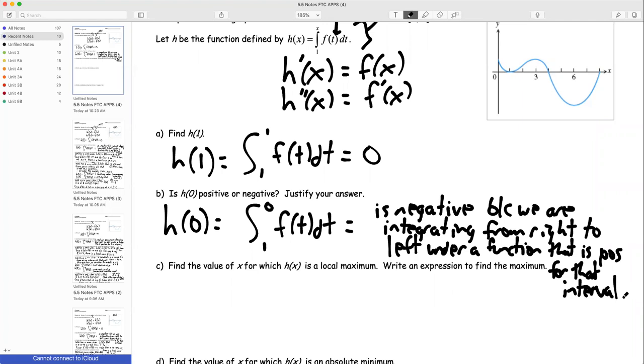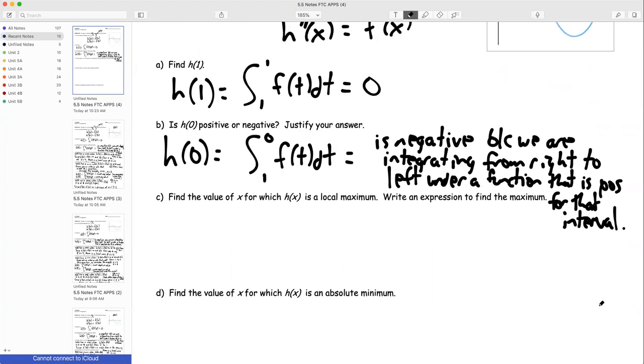So part C, find the value of x for which h of x is a local maximum. Write an expression to find the maximum. Okay, so the first thing you need to do is justify it. H of x has a max when, how do we find a max? When the first derivative is 0 or undefined.